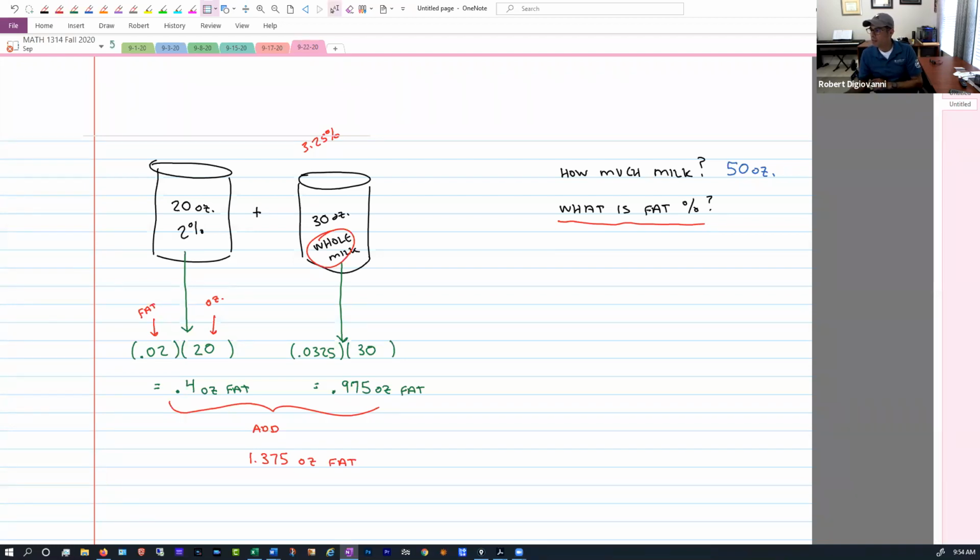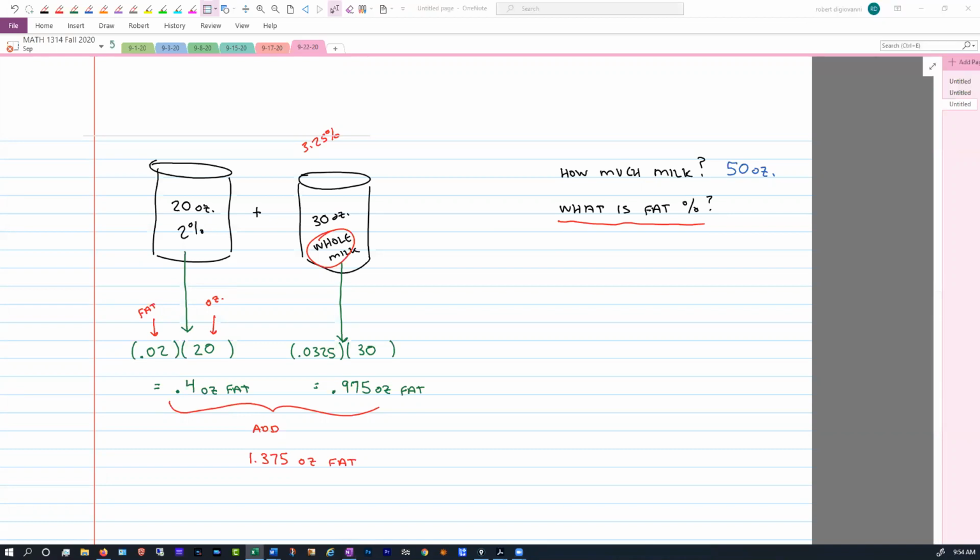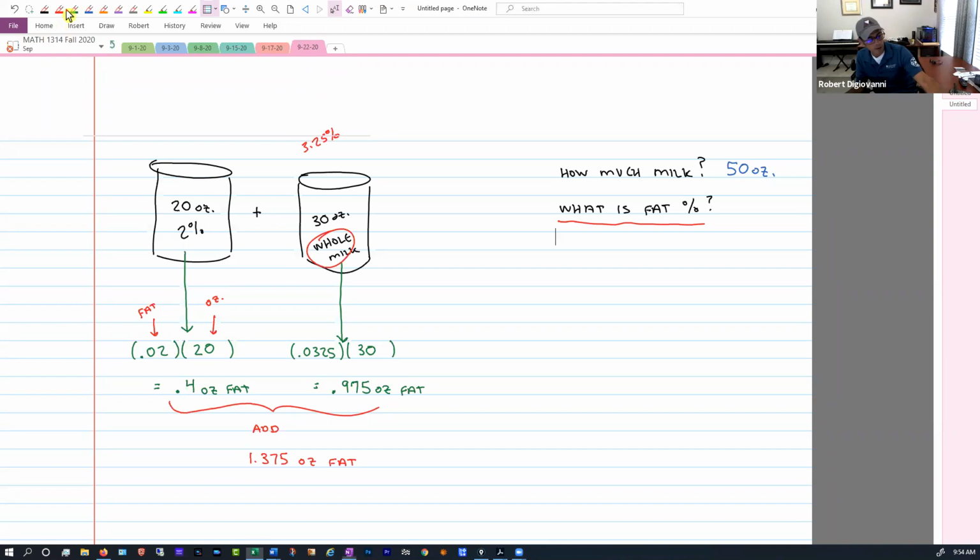Who wants it? Are you going to do the 1.375 over 50? Yep. Okay, good. So 1.375 over the 50. So it's very important that we're using the total ounces in our mixture. And then we get that as a decimal.